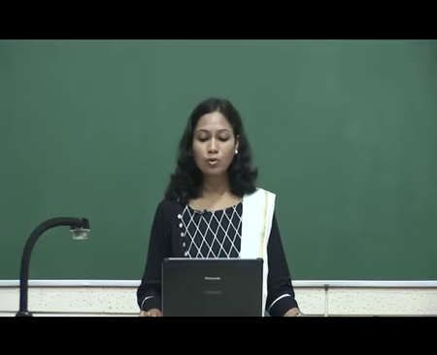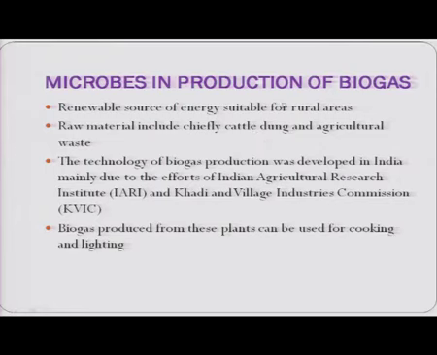So, the renewable source of energy, which is biogas, is especially suitable for rural areas, because the rural areas have all those materials which are needed as raw material for the production of biogas. For example, cattle dung and agricultural waste, manures, leaves, dry leaves, these all will be the raw material for a biogas plant. The technology of biogas production was developed in India mainly due to the efforts of Indian Agricultural Research Institute IARI and Khadi and Village Industries Commission KVIC. Biogas produced from these plants can be further used for cooking and lighting purposes.